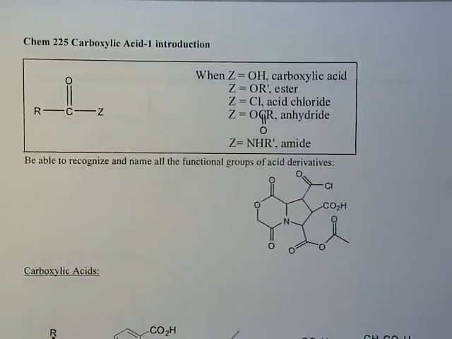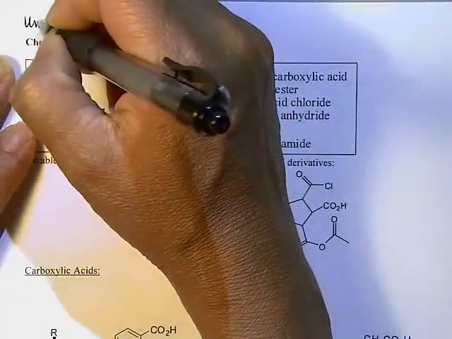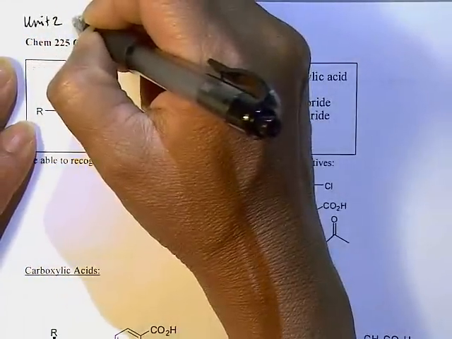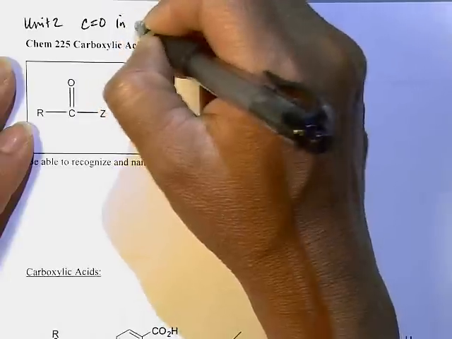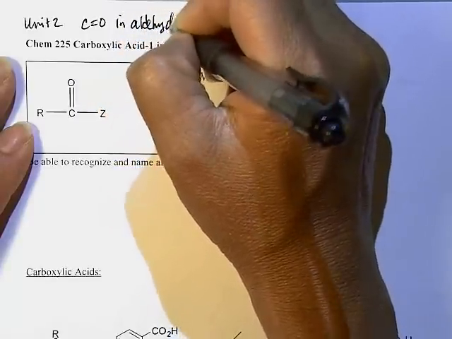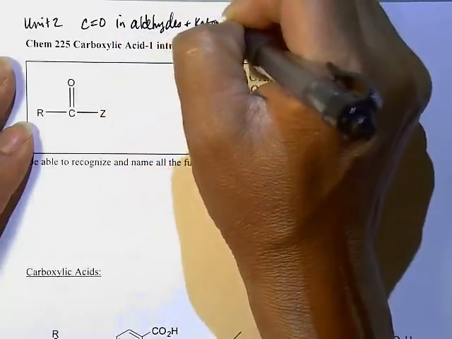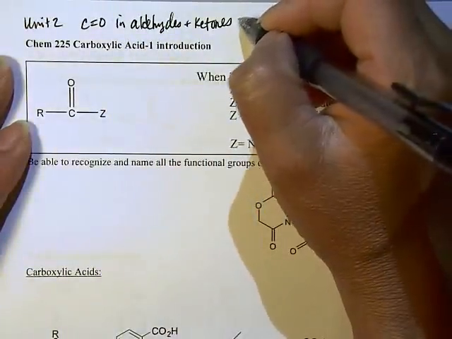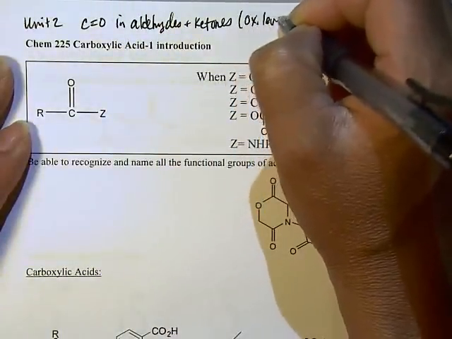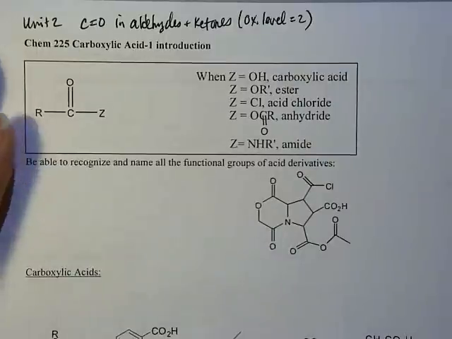Hi, this is the Unit 3 carboxylic acid first lecture. It's an introductory lecture. So in Unit 2 so far, we looked at carbonyls in aldehydes and ketones. And notice the oxidation level of aldehydes and ketones was 2.